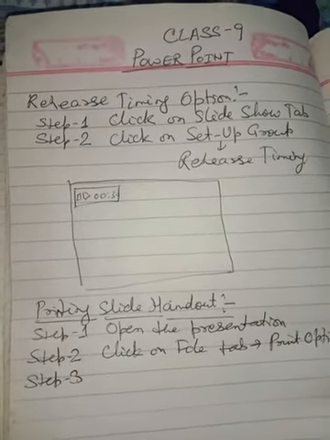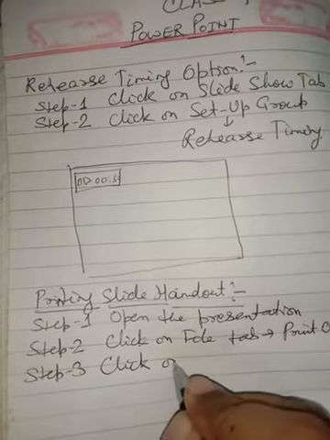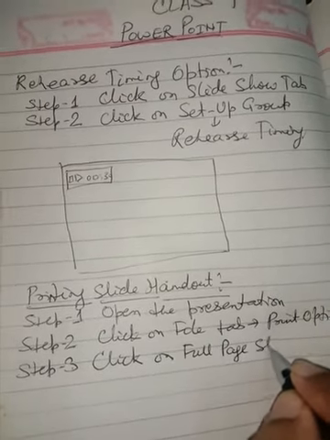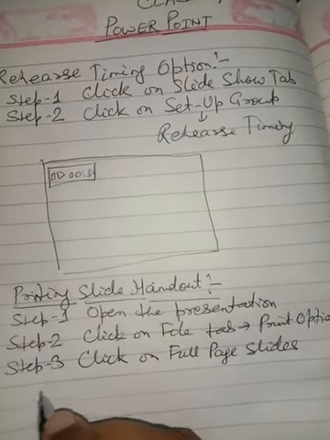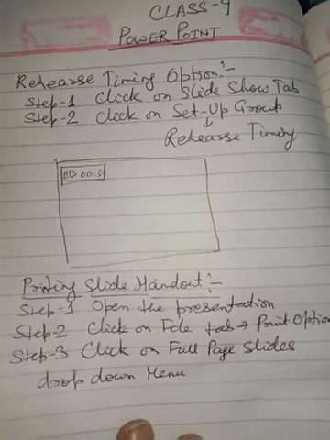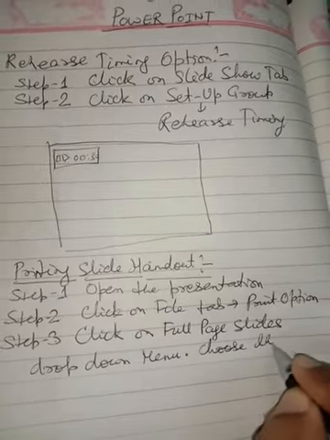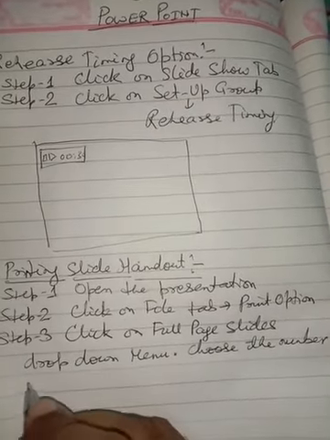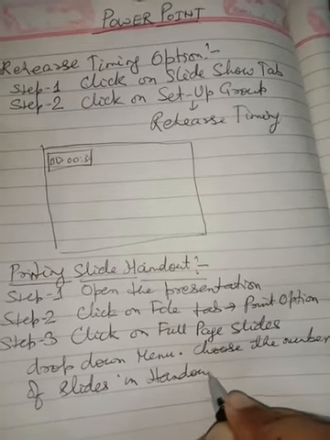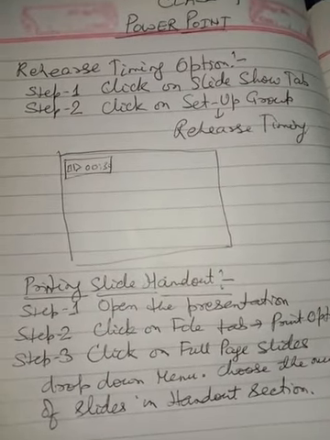So we have to click on the Full Page Slides drop-down menu, and then we can choose the number of slides in the handout sections.